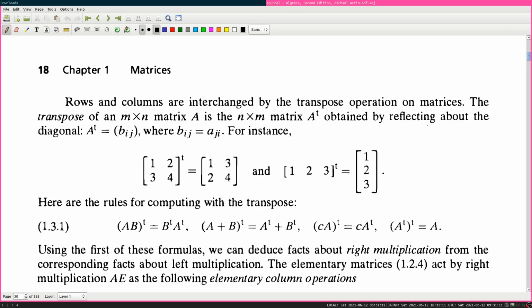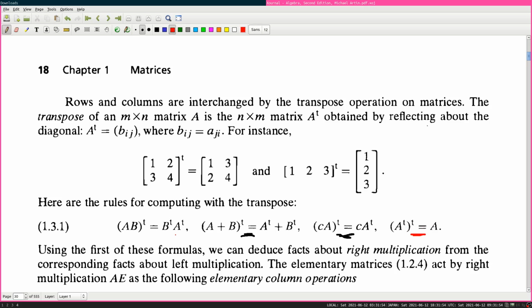(A plus B) transpose equals A transpose plus B transpose. When you add two matrices, that just works component-wise, so it doesn't matter if you do the transpose first and then add, or do the addition and then take the transpose. You get the same result either way. Same with multiplying the whole matrix by a constant. And of course, if you take the transpose twice, you end up back at the original matrix.